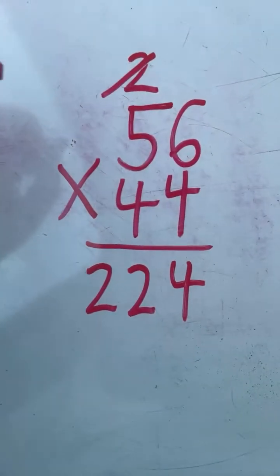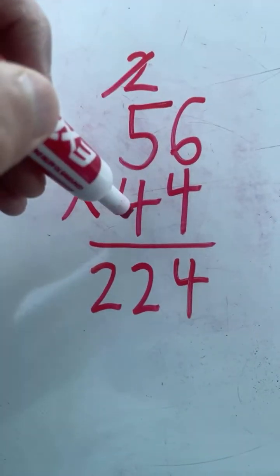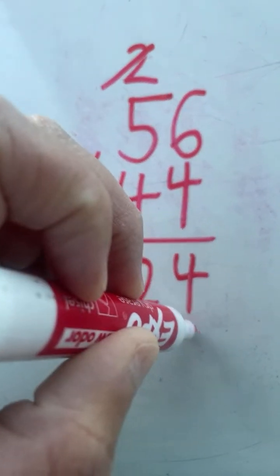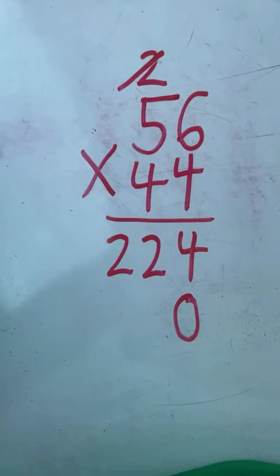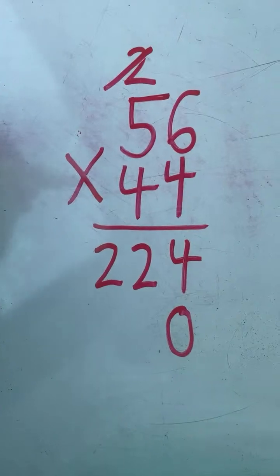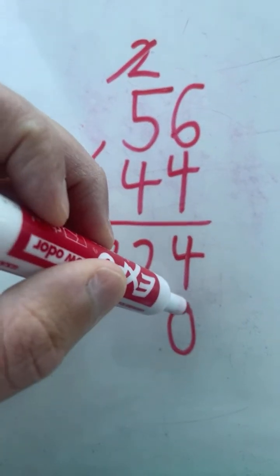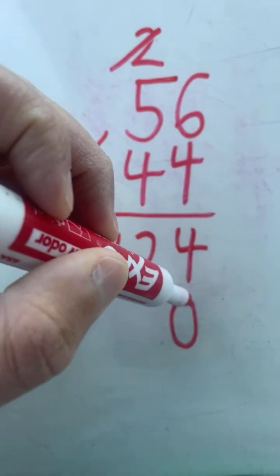Now, before we multiply the top 2 digits times the bottom digit in the tens place, we got to put a 0 in the ones place, since both digits in the ones place have been multiplied already. Don't forget to add a 0 in the ones place before you multiply the next round of numbers. That's very important.